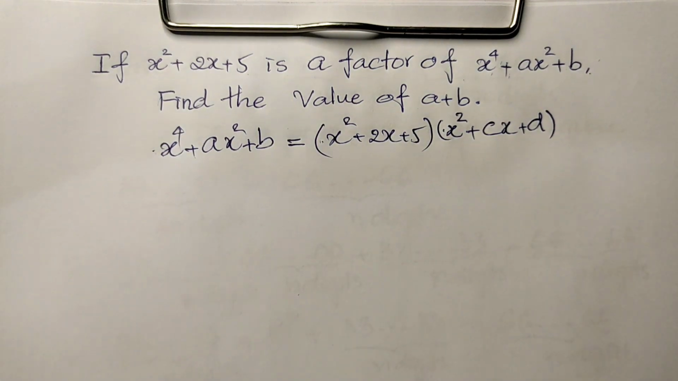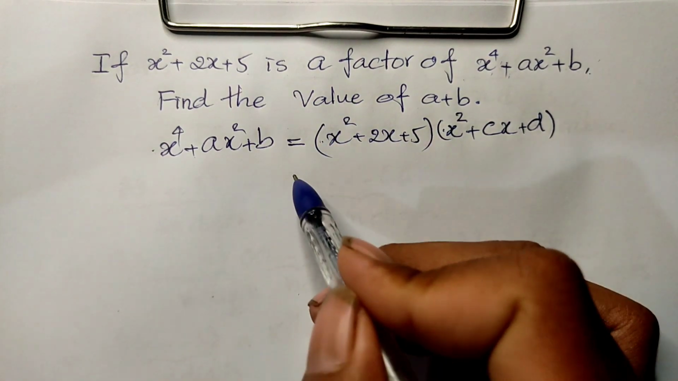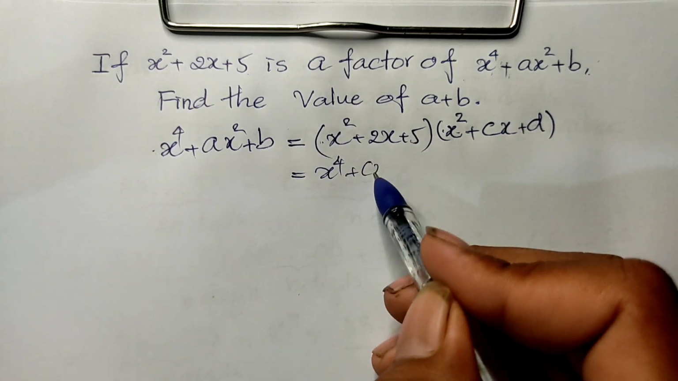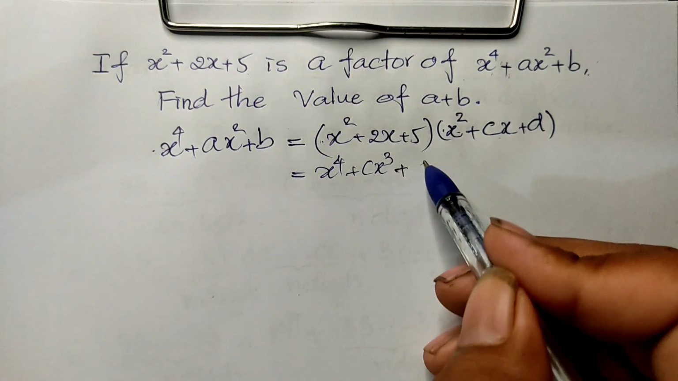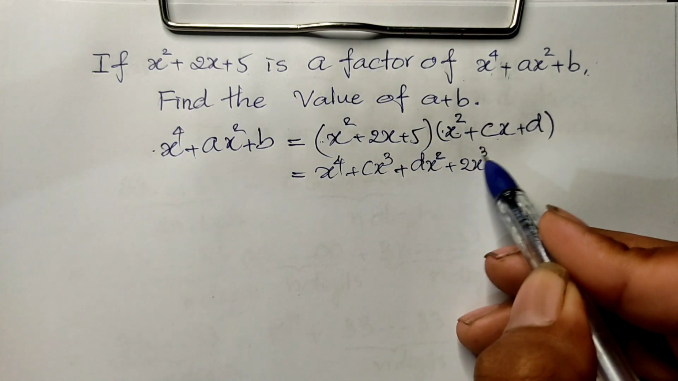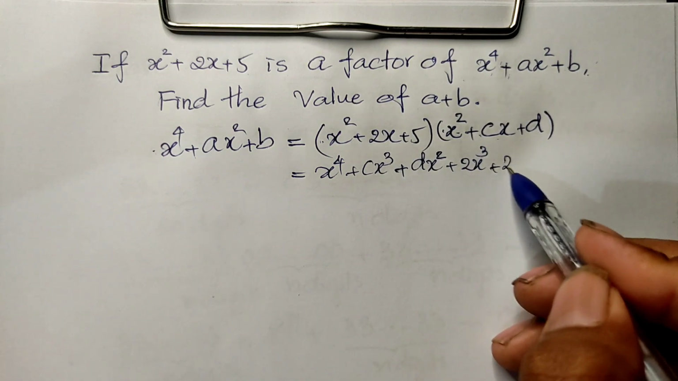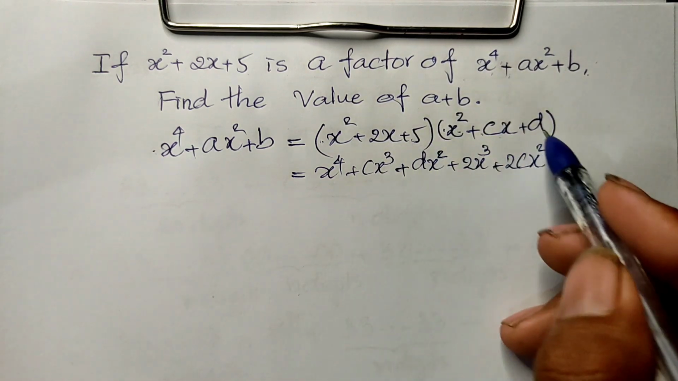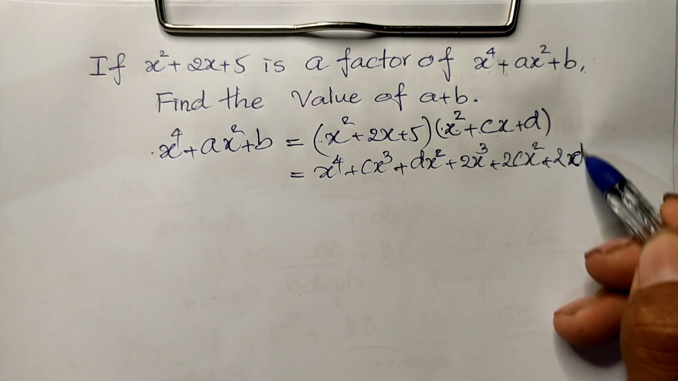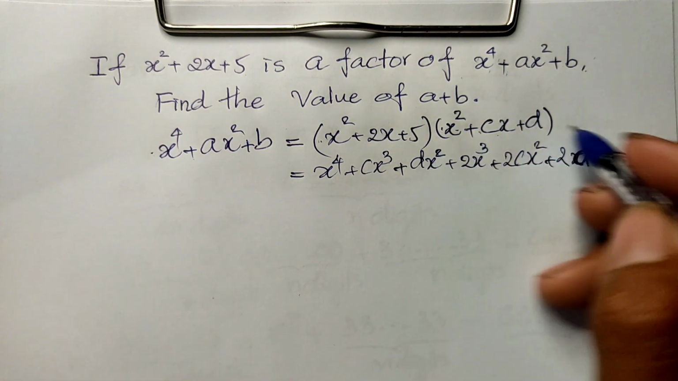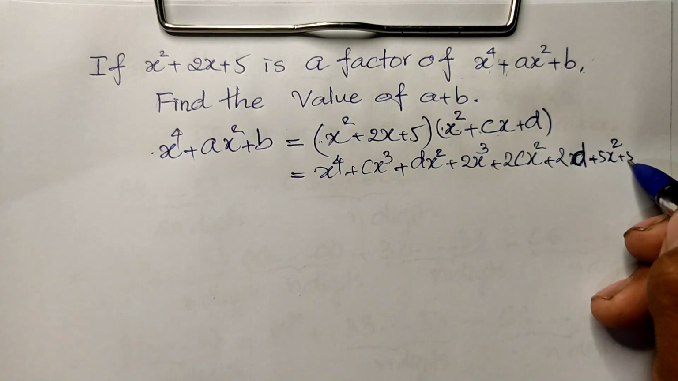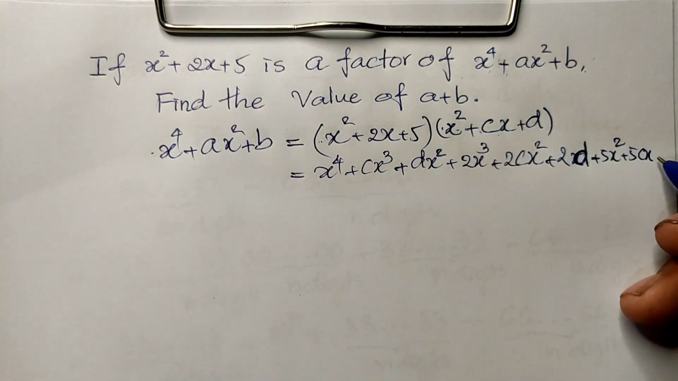Okay, now I multiply this in. So I get x power 4, and this plus cx power 3, and plus dx squared. This I get plus 2x power 3, and plus 2cx squared, and plus 2dx, and this we get plus 5x squared, and plus 5cx, and plus 5d.